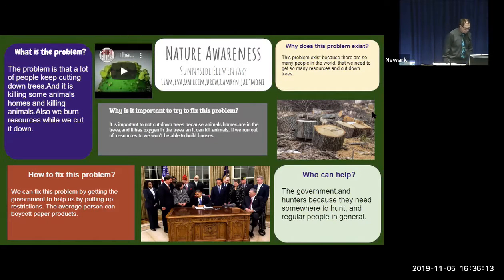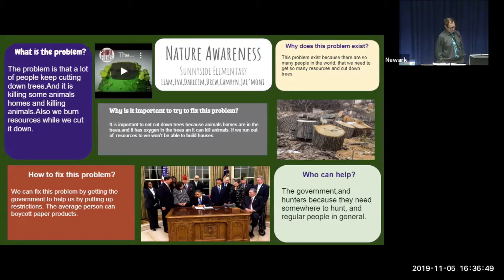What's the problem? And you can tell this one definitely is 4th grade language, right? So they're worried about animals, they're worried about the environment, but they're also worried about homes too. Very straightforward, right to the point, right? And then why is it important to fix this problem, right? Once again, it's all about animals and oxygen too, which is really cool. Why does this problem exist? Because of resources. Very true, right? It's just very succinct to the point. They kind of get it.